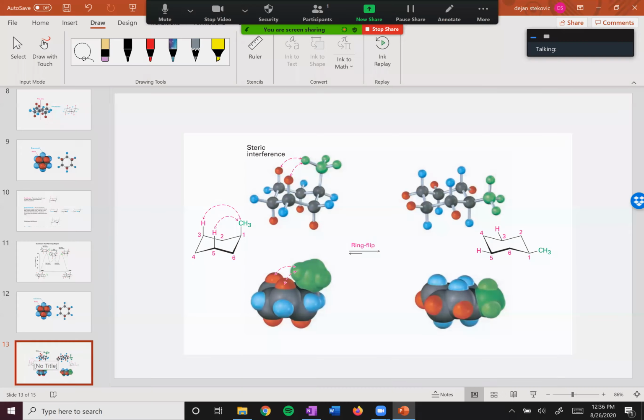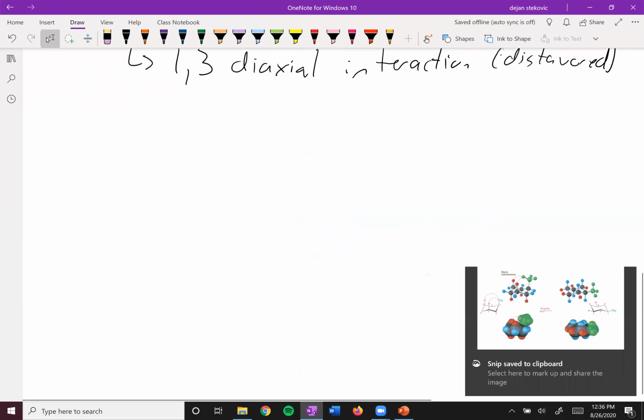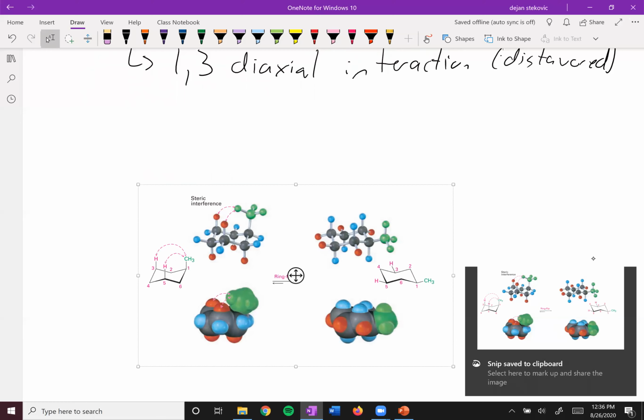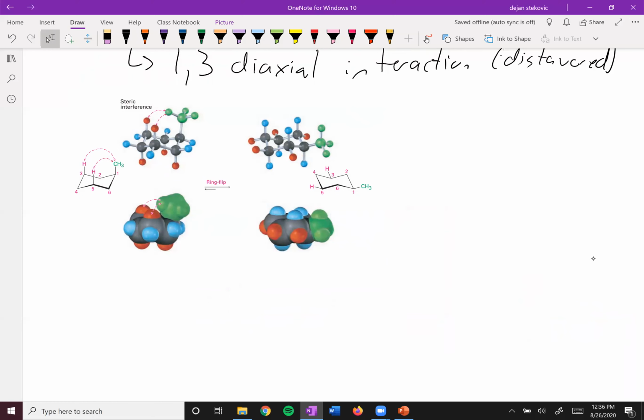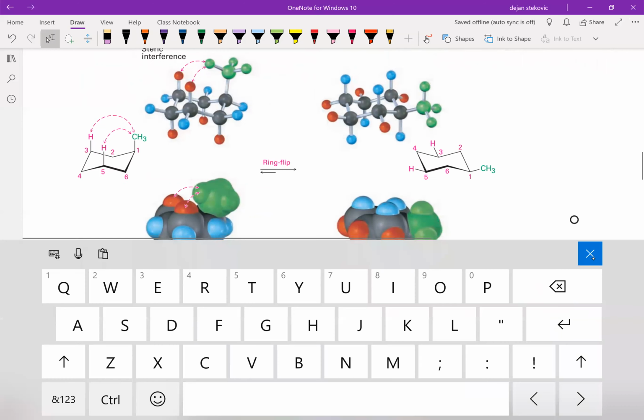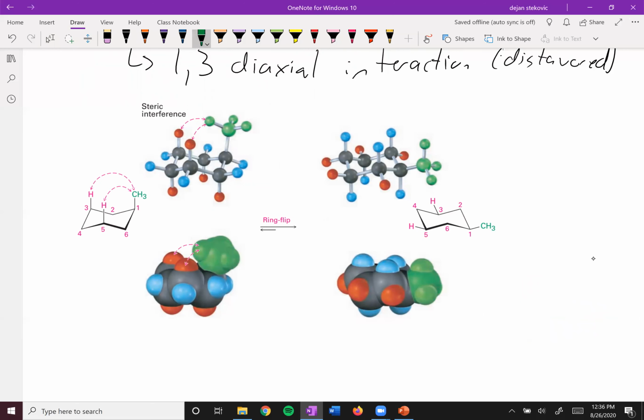And then again, here's just a picture from your book, demonstrating this in a neater fashion. This one actually has a nice little model that you can take a look at. And again, what you notice is that this carbon in the back becomes this carbon in the front, and the axial and equatorial positions flip.